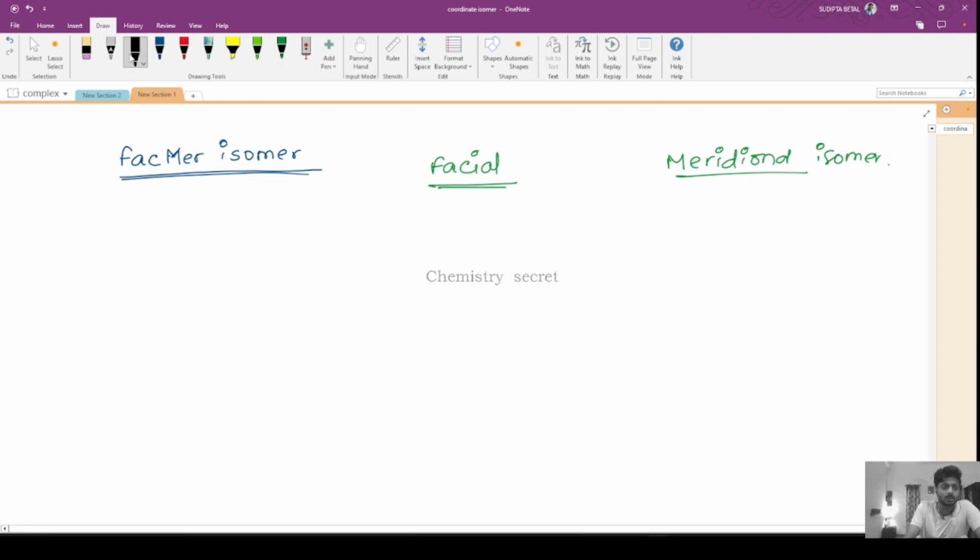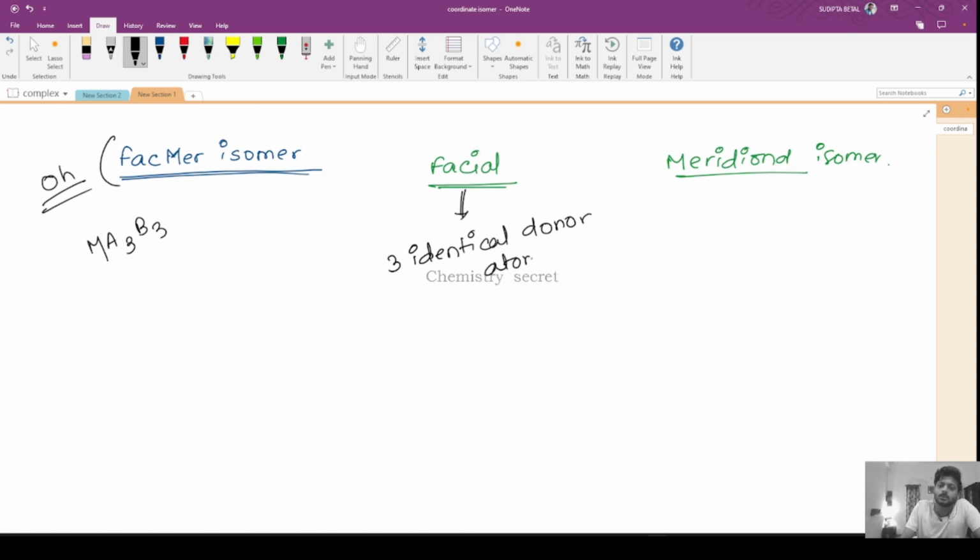In the case of facial isomer, if we talk about the skeletal of this complex, only three isomers are possible: Ma3b3. This can occur only for octahedral complexes. In a facial isomer, three identical donor atoms lie on the corners of a triangular face.